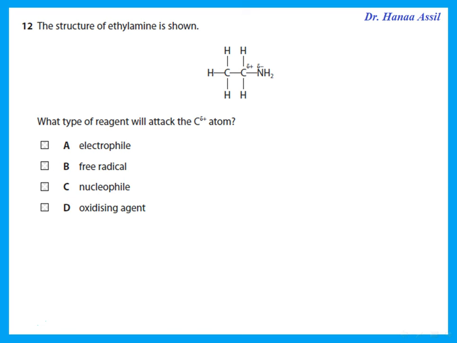The structure of ethylamine is shown. What type of reagent will attack the slightly positive carbon? Remember, the slightly positive carbon would be attacked by something that has an extra lone pair of electrons. This is called a nucleophile.